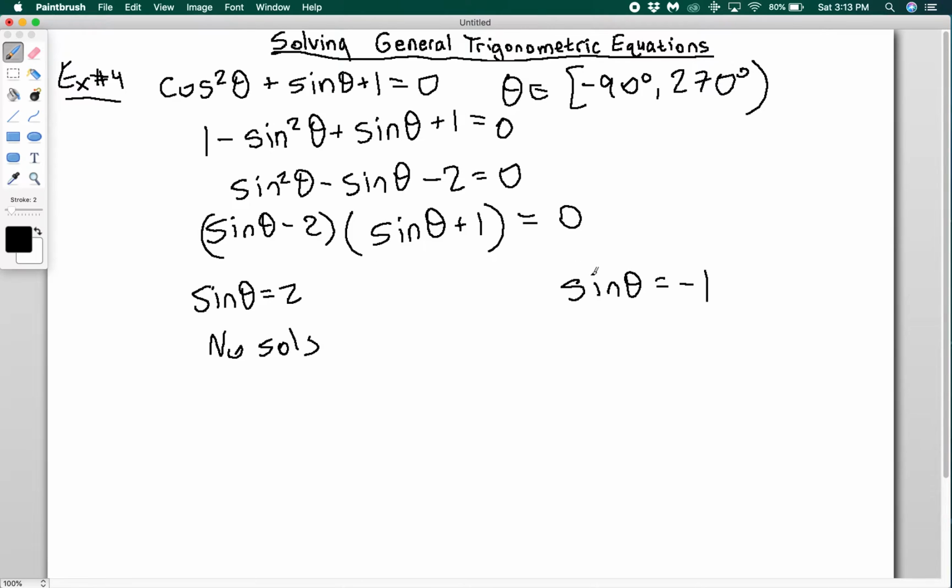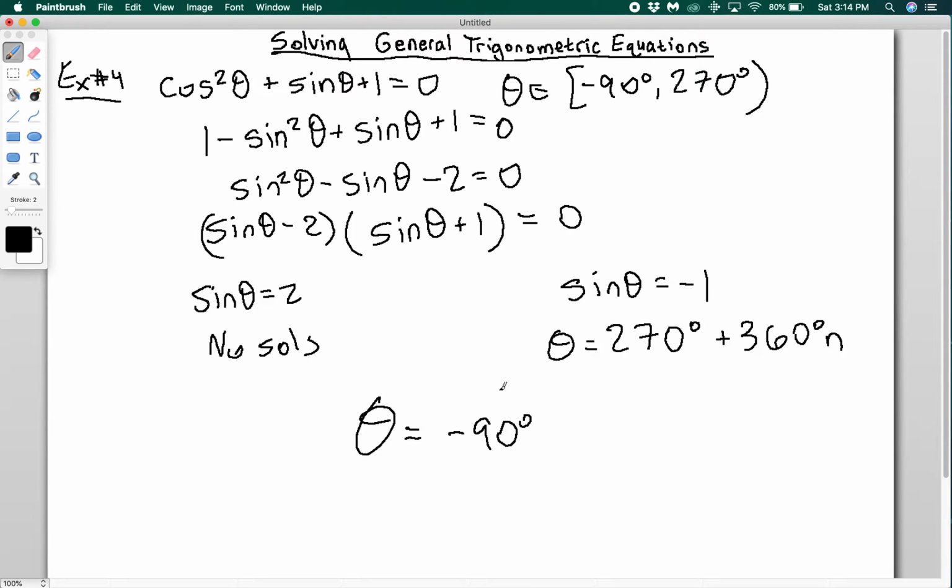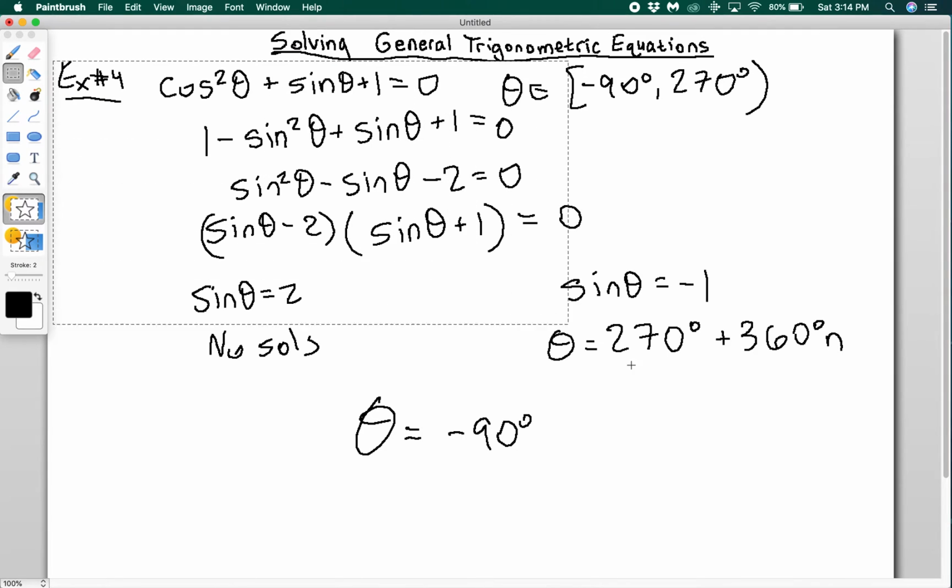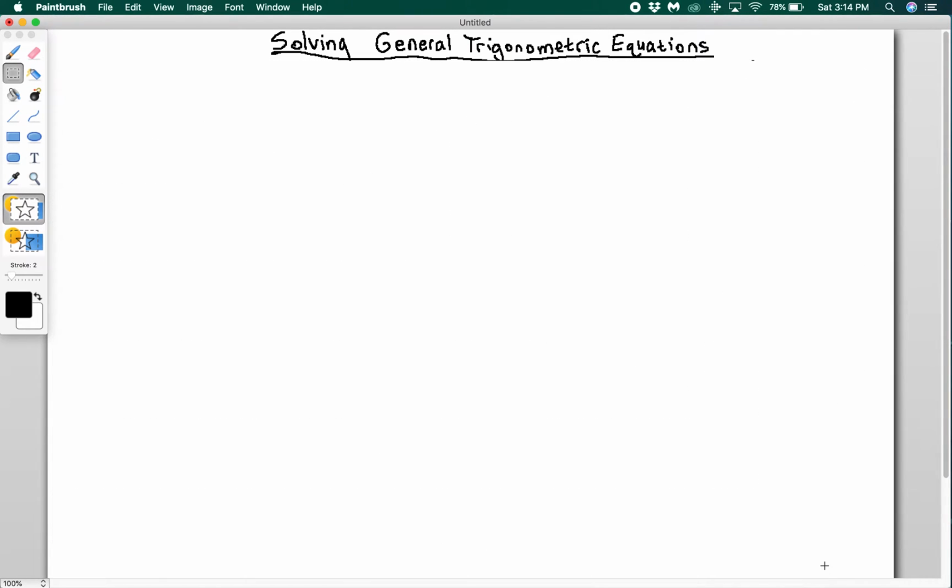This has no solutions, right? Sine never takes on values larger than 1. Sine theta equals negative 1 does work, though. We get theta equals 270 degrees plus 360 degrees n. So this is excluded here, so I can't use 270, so I'm going to have to subtract 360 from it, and that gives me that theta is equal to negative 90 degrees. That's my full solution set there. Okay? So another trick is if you end up with this quadratic structure, you can basically factor it like you used to with quadratic equations.